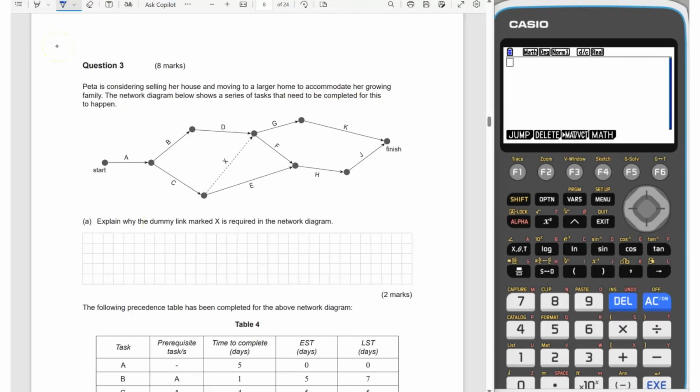So question 3 is a network with a precedence table. And the first question that they want us to think about here is what's going on with the dummy. Why do we need a dummy? Now, for 2 marks, we're going to have to include quite a bit of information here.